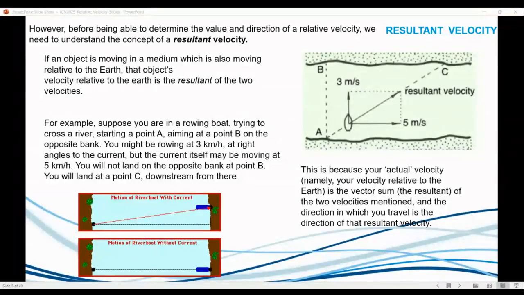Is it clear to everyone what the concept of relative velocity is? Like, well, the resultant part of the relative velocity. Do we get what the resultant velocity is? Please tell me if it's not clear. Do we all get that?